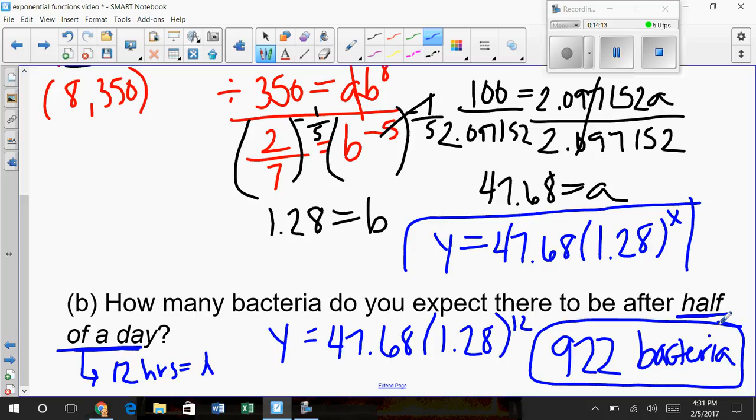And that's it. So I've just given you a whole bunch of examples of writing an exponential function. So that should be a pretty good summary.